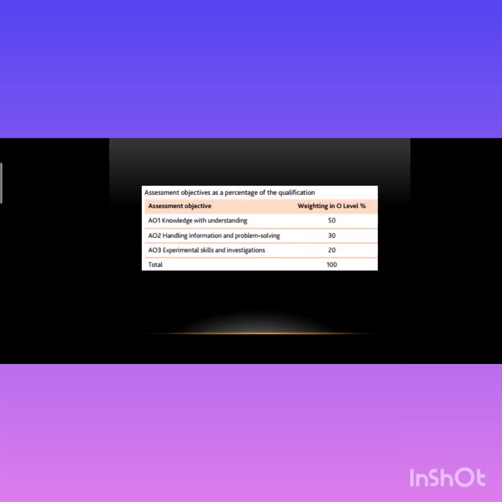Now all of these 3 objectives will comprise 100% of the total weightage, that is 50% is knowledge and understanding, 30% will be the data handling and problem solving strategies, and 20% will be related to the experimental skills and investigations. I hope it's clear.